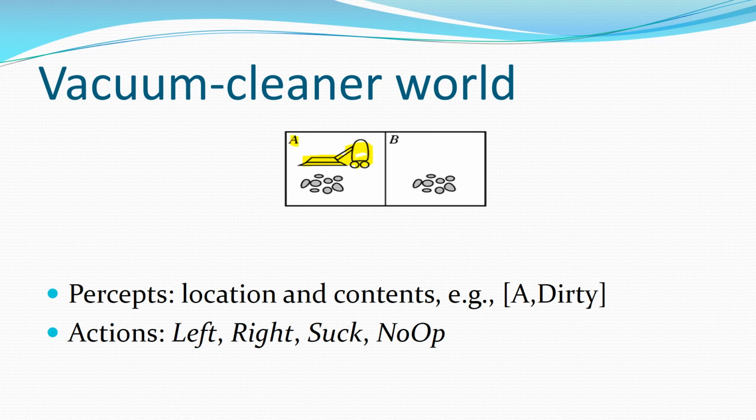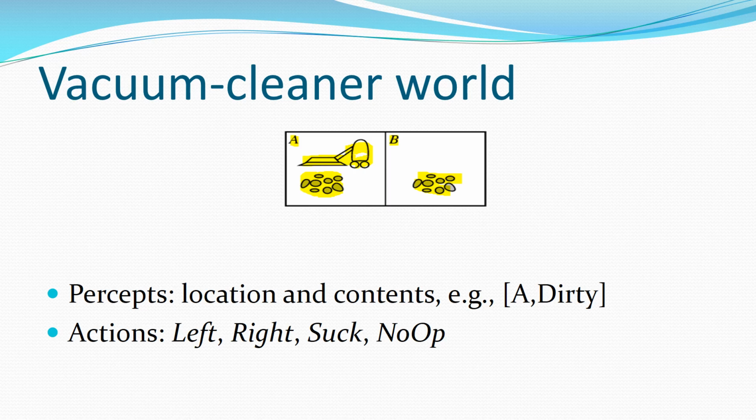Actually, there are two rooms, A and B. The two rooms are adjacent to each other. In room A, the vacuum cleaner is placed. Some dust is there in room A as well as in room B. Now here, what is the vacuum cleaner going to do? The vacuum cleaner will perceive what is in its surrounding. So, the vacuum cleaner will perceive that there is dust.